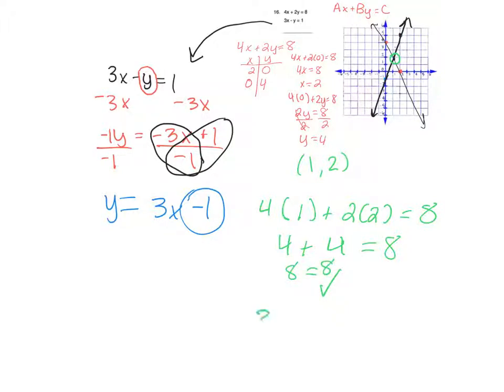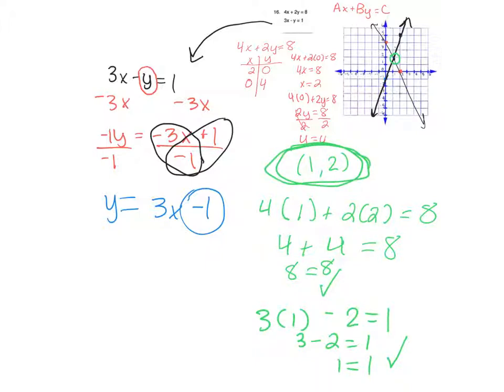And then I've got 3 times 1 plus, nope, that's a minus. 3 times 1 minus 2 equals 1. 3 minus 2 equals 1, 1 equals 1. That checks again as well. So this is your solution set here, your ordered pair that you'll be writing down.